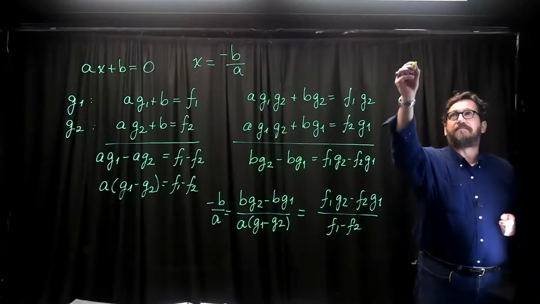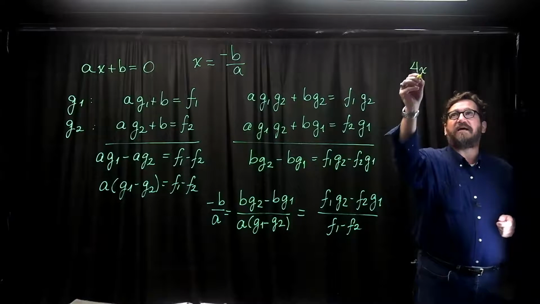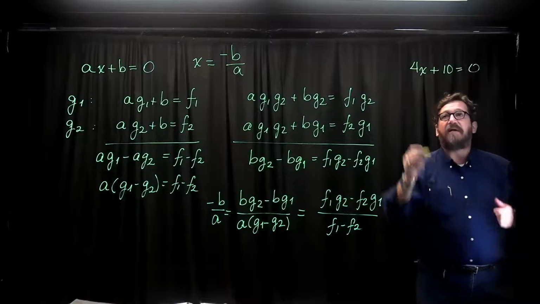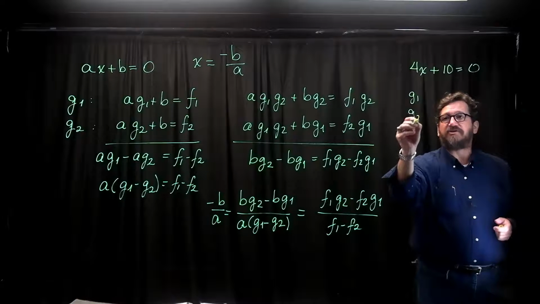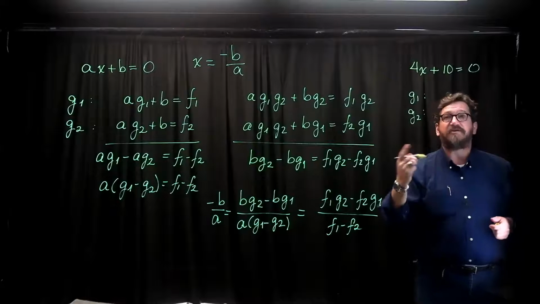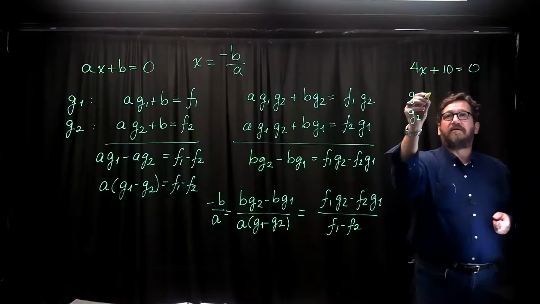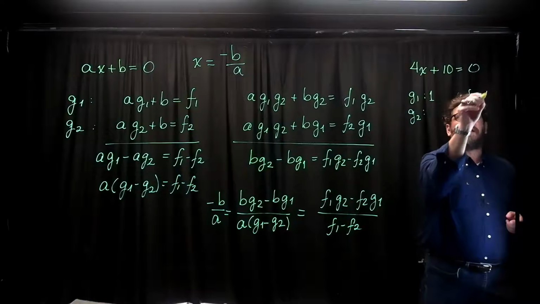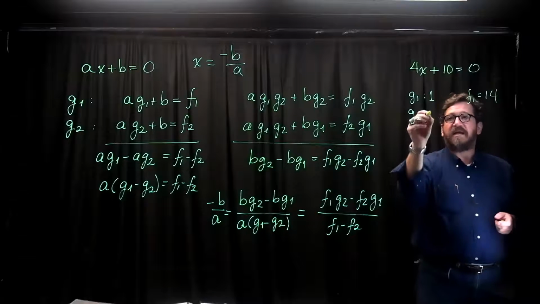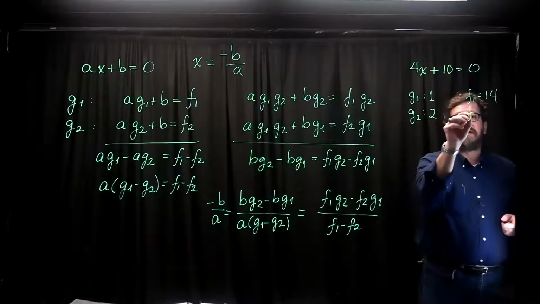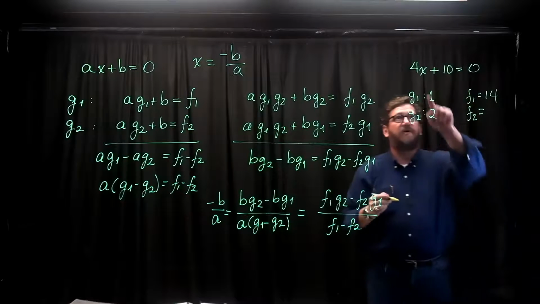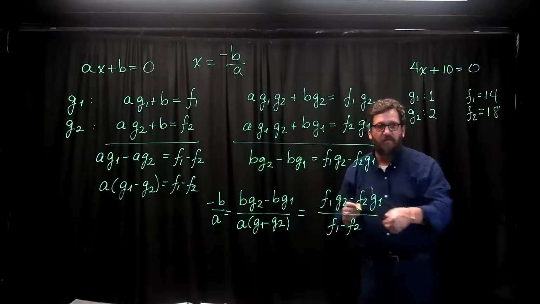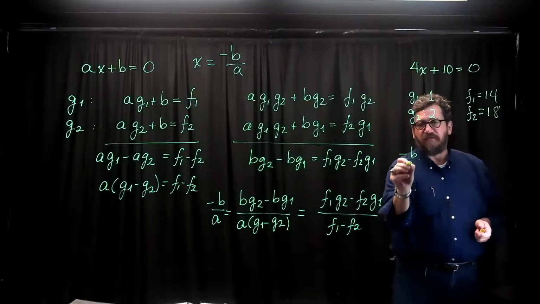Let's do an example. Suppose I have 4x plus 10 equals 0. Now, I'm going to make a guess 1 and I'm going to make a guess 2, and we'll see what happens. Guess 1, I'm going to pick 1. So if guess 1, if x is 1, that gives me f1 of 14. Guess 2, I'm simply going to choose 2. f2, therefore, is going to be equal to what? 18.